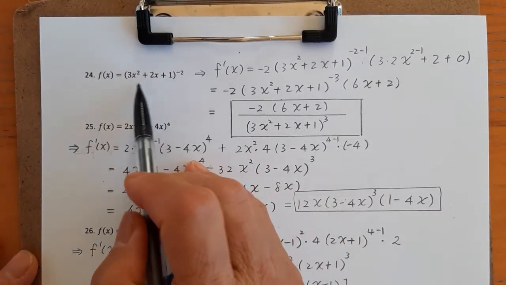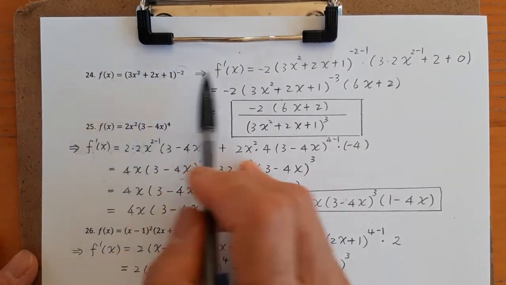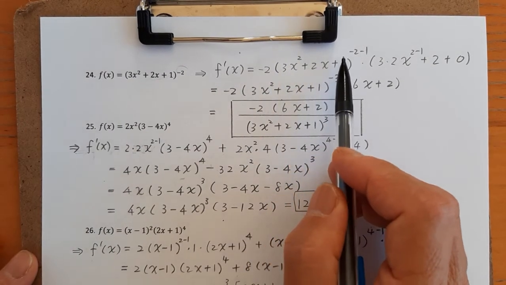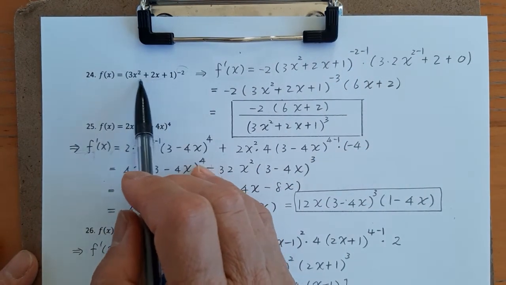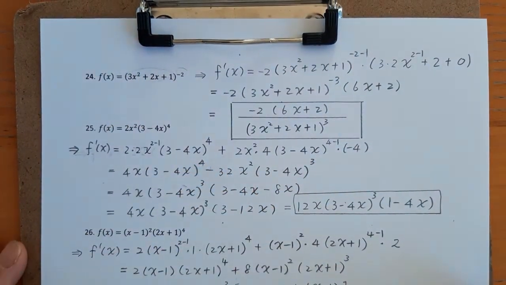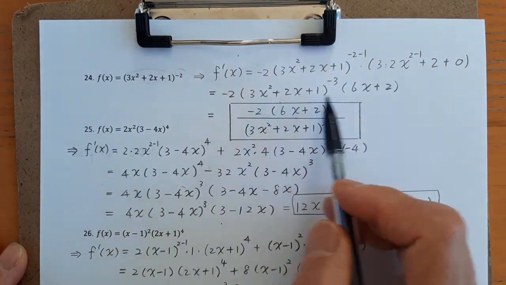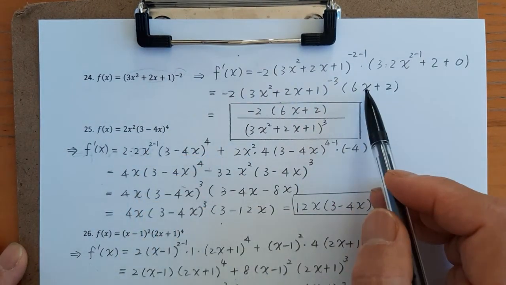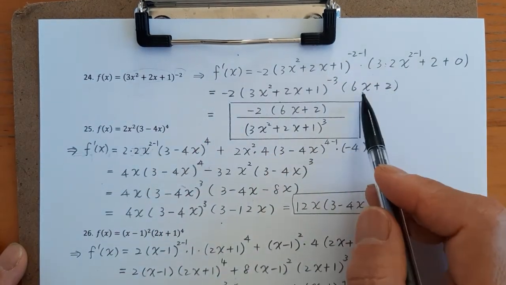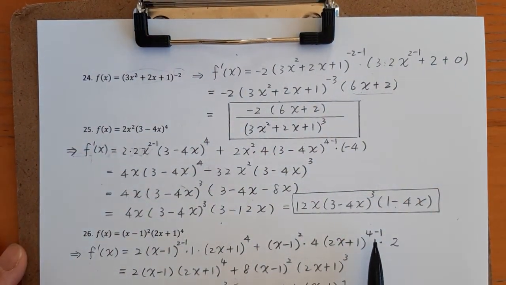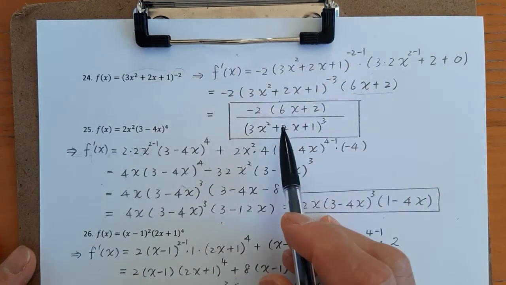First of all, use the power rule. Negative 2 goes in front, and the base is 3x squared plus 2x plus 1, put it in parentheses, to the power negative 2 minus 1, and use the chain rule. Take the derivative of this base. 3 times 2 is 6, and 2 minus 1, x to the power 1, and 2x's derivative is 2, 1's derivative is 0, so it becomes 6x plus 2. And then negative 2 minus 1 is negative 3.